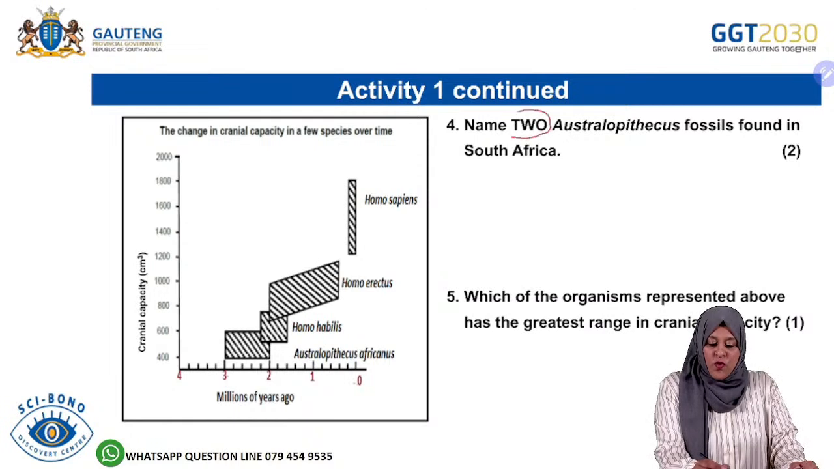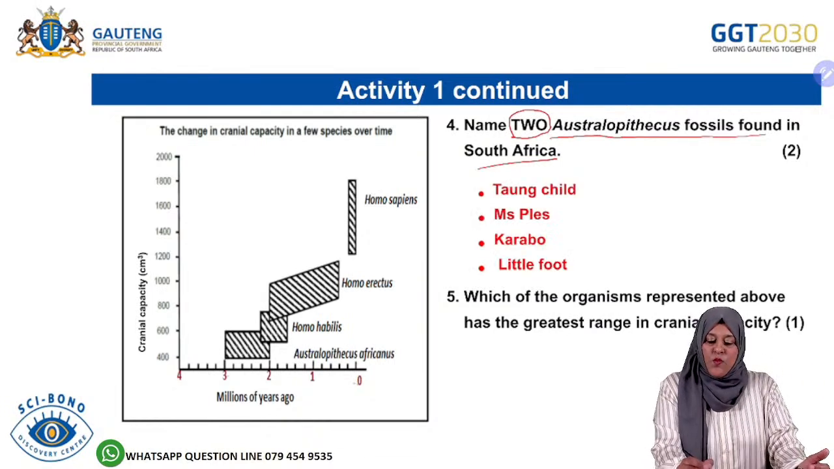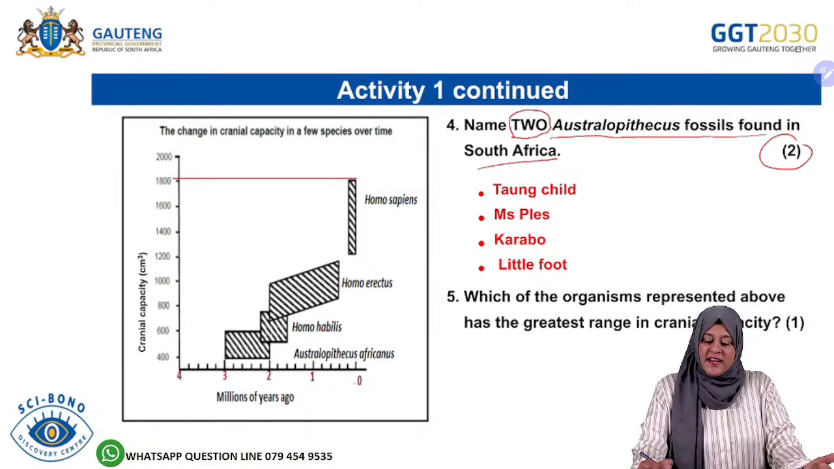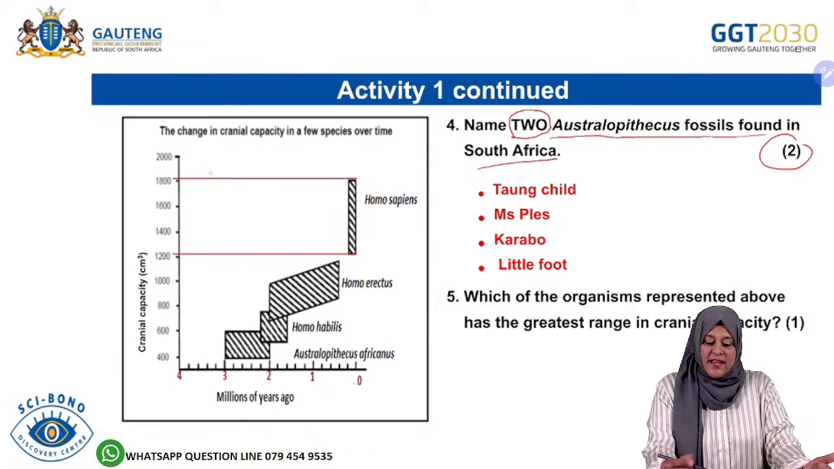Name 2, in bold, Australopithecus fossils found in South Africa. Okay, so you know those by now because we have been through that already. For Australopithecus fossils, you could say any one of these for 2 marks: Taung Child, Mrs. Ples, Karabo, or Littlefoot. Which of the organisms represented above has the greatest range in cranial capacity? If you look at the cranial capacity, starting at 1,200 and ending at 1,800, it is the Homo sapiens.